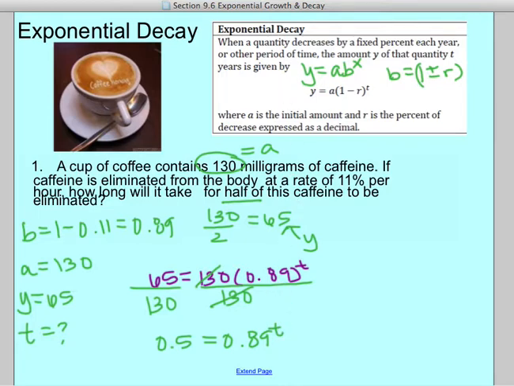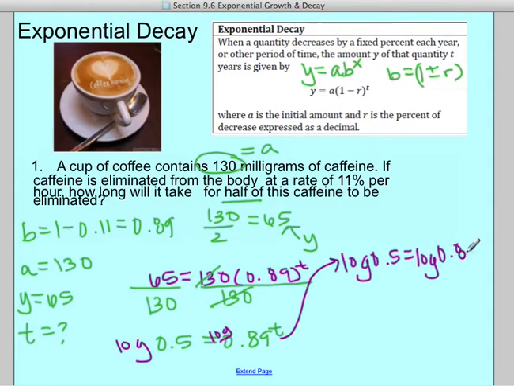So what I need to do is use logs, because the inverse of an exponential is to use logs. So I would take log on both sides. So I have log of 0.5 is equal to log of 0.89 to the t. Now I remember my rules of exponents. It says I can put that t down in front. So I have log of 0.5 is equal to t times log of 0.89.